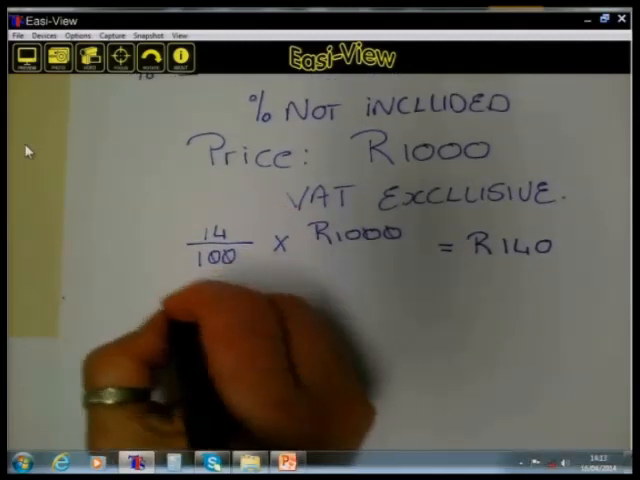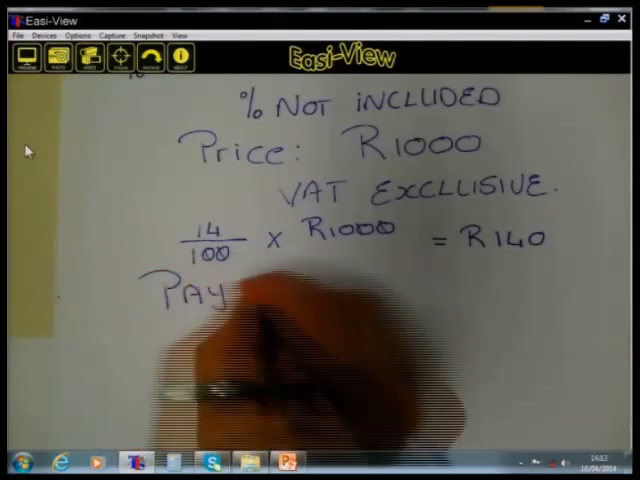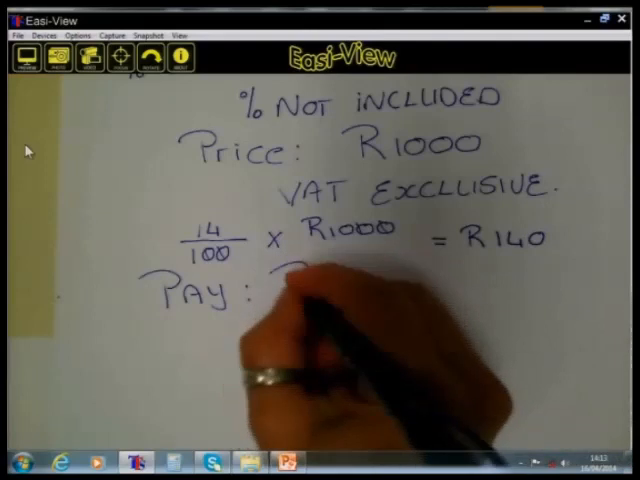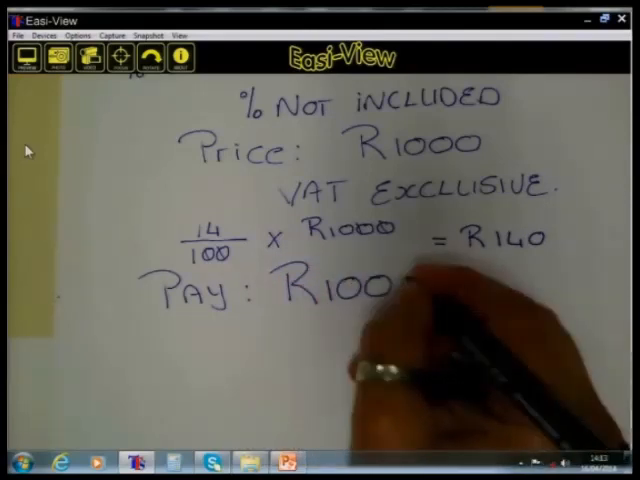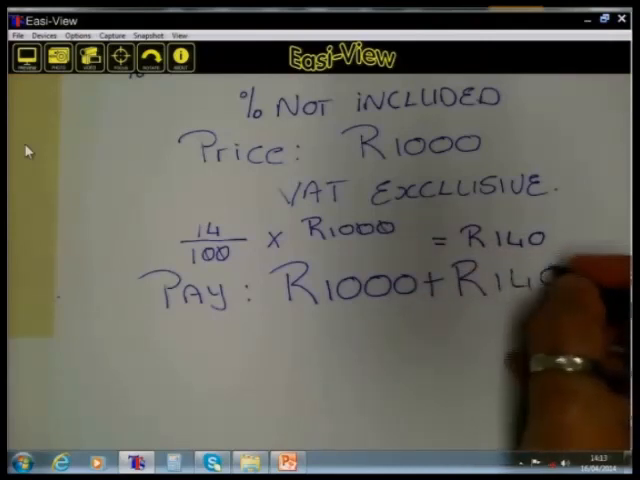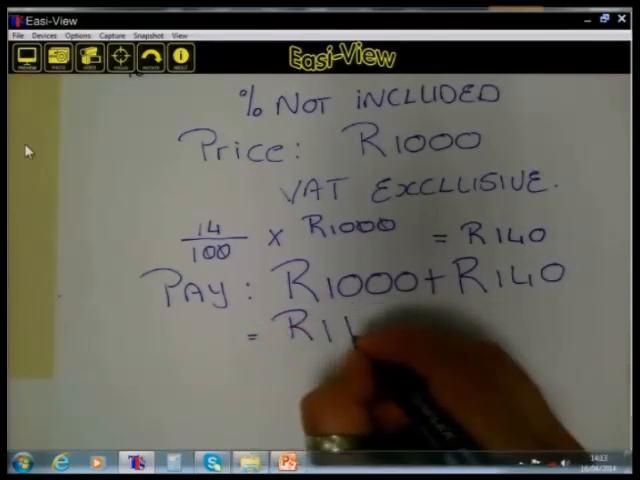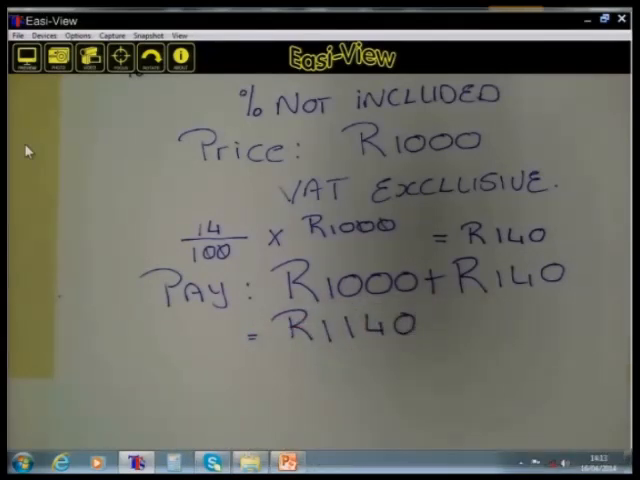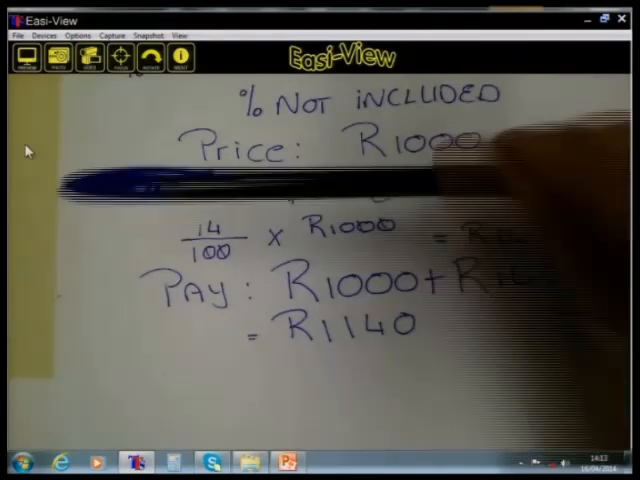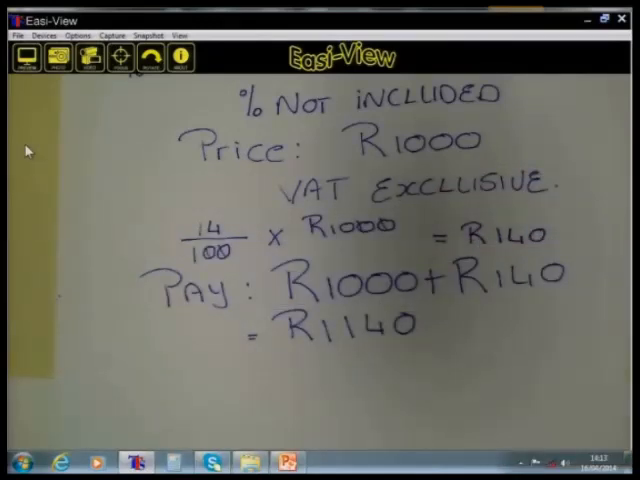So, if I now want to know what I have to pay for that article, you have to add the two amounts. You have to add the 140 rand to the 1,000 rand and you will end up paying 1,140 rand for that item. One way of doing it is by first calculating the VAT and then adding the VAT to the cost price of that article.